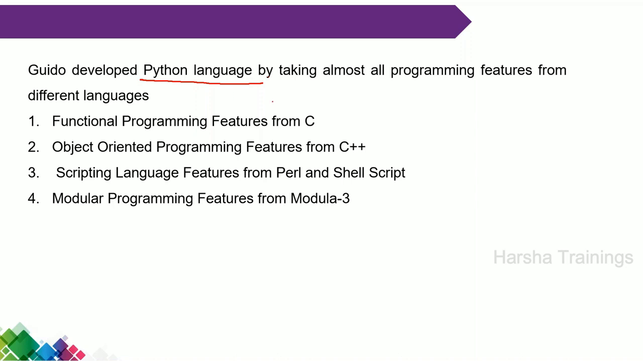Python takes almost all programming features from different languages. Suppose the main advantage of C is that it is called procedure oriented programming. What is procedure oriented? Instead of writing the entire program at one place, we divide the program into different procedures, also called functions. By writing functions, there is no need to repeat the same code multiple times. Write the code only once, and whenever you require it, simply call the function. That is the main advantage of C language, so the functional programming features are extracted from C.